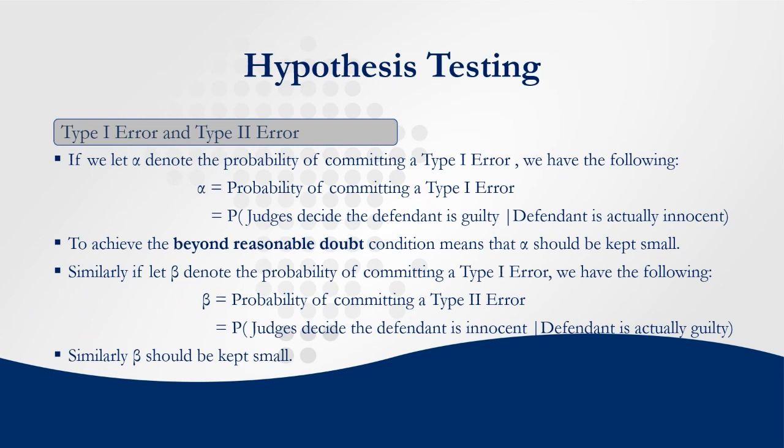Then we also have the type 2 error, which would happen if the judge decides the defendant is innocent while they're actually guilty. So the probability of committing that error, we say it is beta. So beta denotes the probability of committing a type 2 error. And similarly, we also want beta to be small.